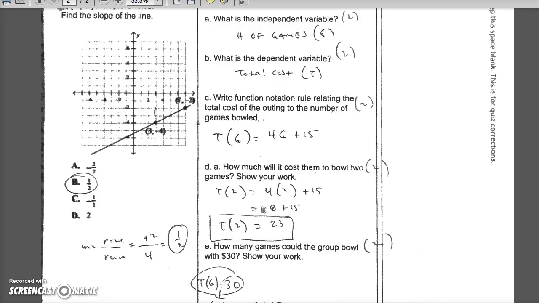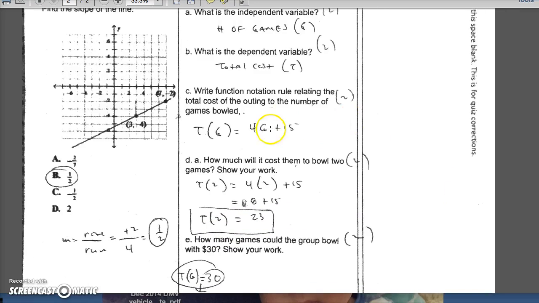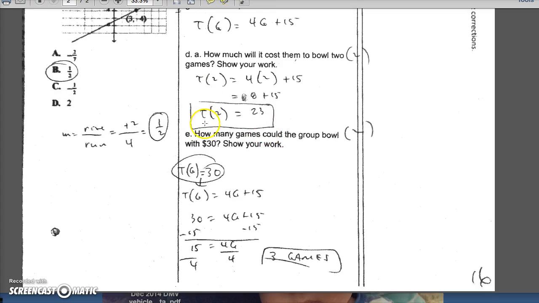And part E. Let's see if I can get there. How many games could the group bowl with $30? So here's a question, how many games? Which means you're solving for G, which means then you'll substitute. So T of G, the total cost, equals $30, so you put in 30 here.